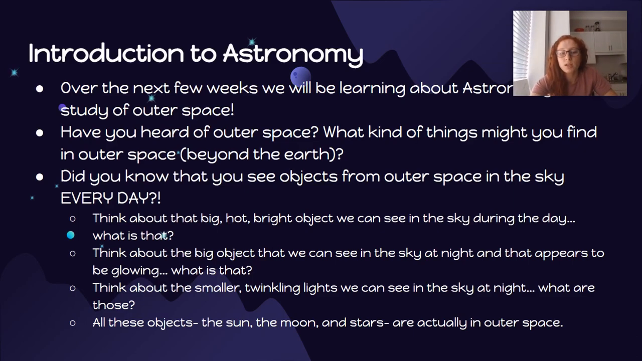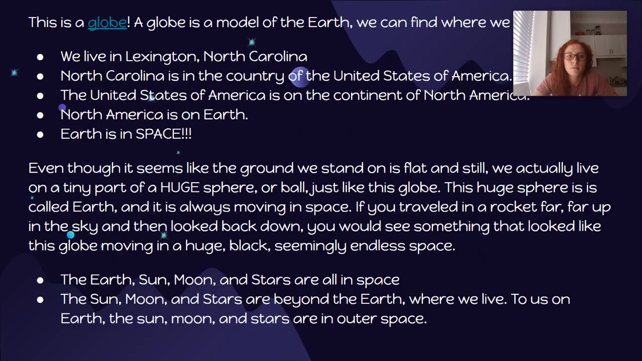And I want you to think about the big object that we can see in the sky at night that appears to be glowing. What is that? The moon. So now I want you to think about these smaller twinkling lights we can see in the sky at night. What are those? Those are stars. And all of these objects, the sun, the moon, and the stars, are actually in outer space.